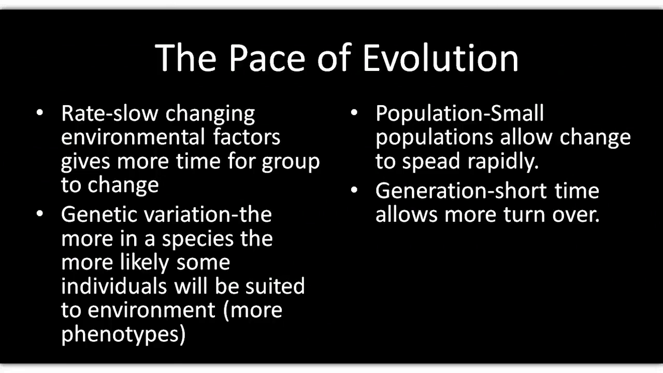Genetic variation: the more in a species, for example, a species has a lot of different phenotypes, the more likely it's going to have a change that's going to be suitable to the environment. Populations: small populations are more apt to take a change and it can spread. So if you have a large population and you have a change, it may not hold as well as in a small population. And the last one is generations.